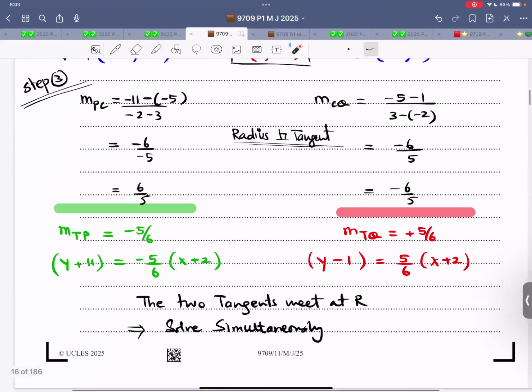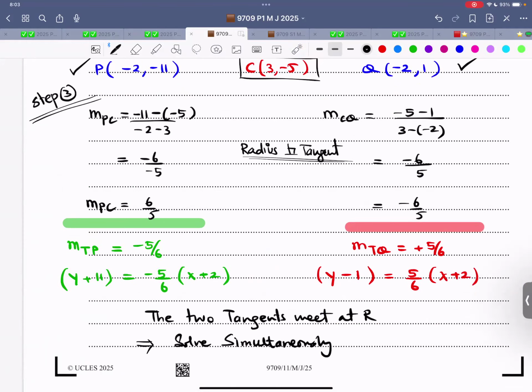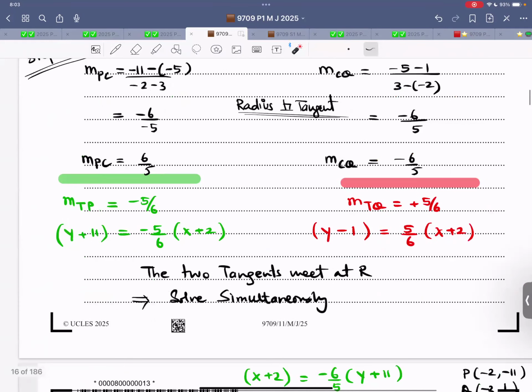So now what I've done is that I have the center, I have P, I find the gradient of PC. Let me write over here. This is gradient of PC. I have C, I have Q, I find the gradient of CQ. Now in green color, I am drawing a tangent at P. So the gradient will be negative reciprocal. Similarly, in red color, I'm drawing a tangent at Q, again, negative reciprocal.